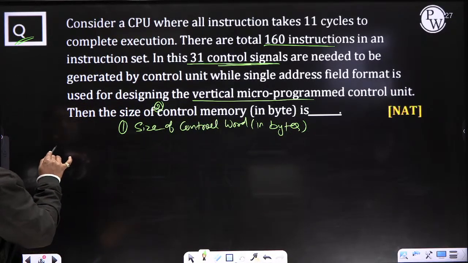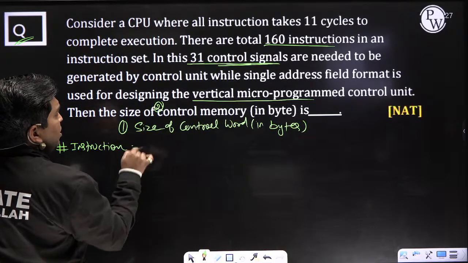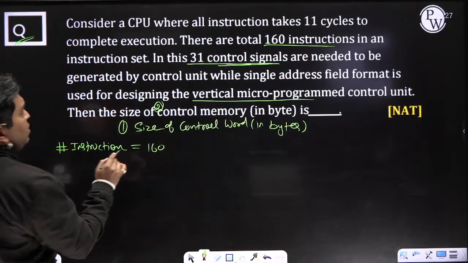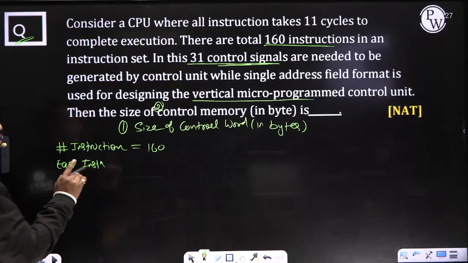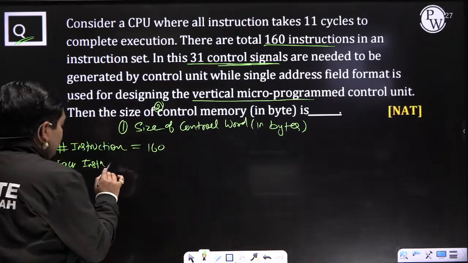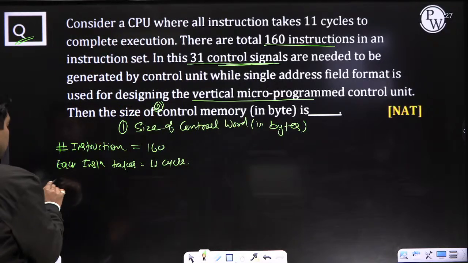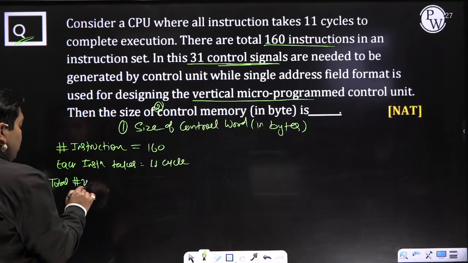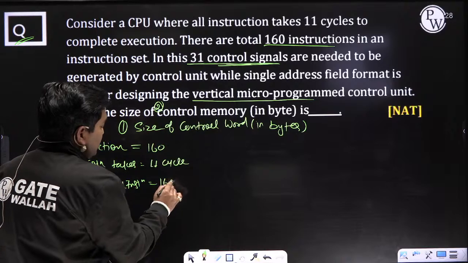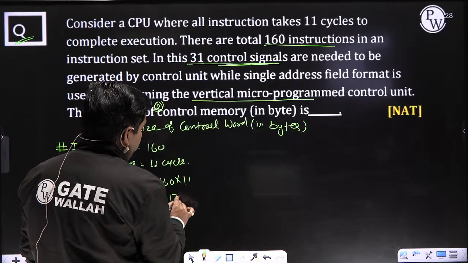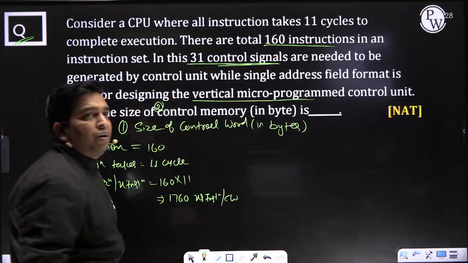I am explaining the number of instructions. Such a type of question was already asked in GATE for 2 marks. The number of instructions is 160, and each instruction takes 11 cycles. Then the total number of micro operations, you can say micro instructions, is 160 into 11. Please remember the concept of control unit. That is 1760 micro instructions or control words.